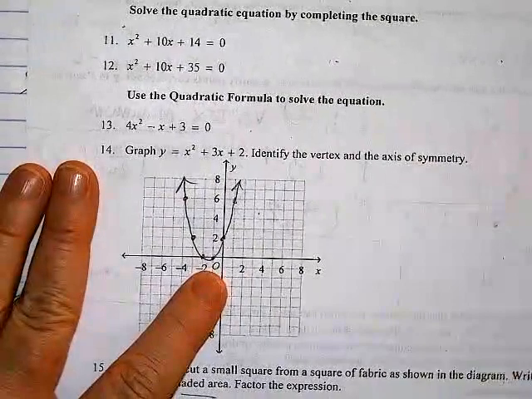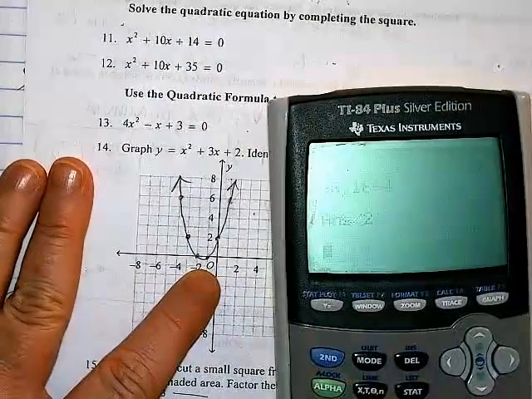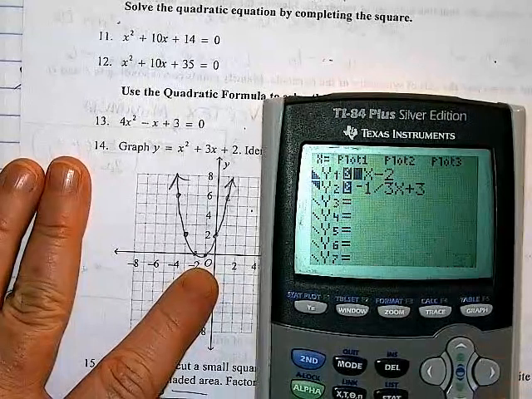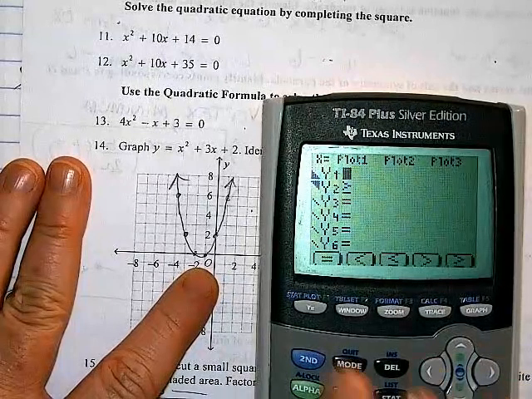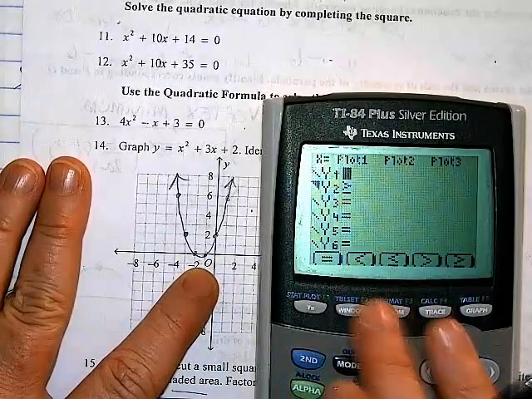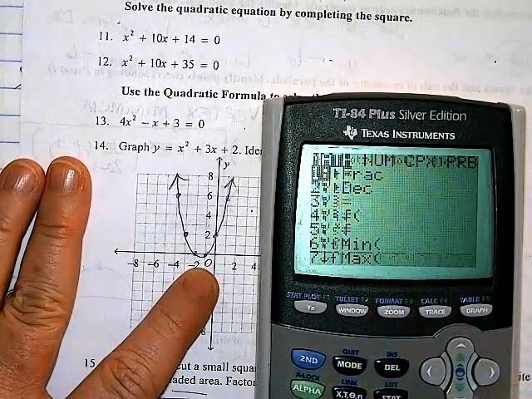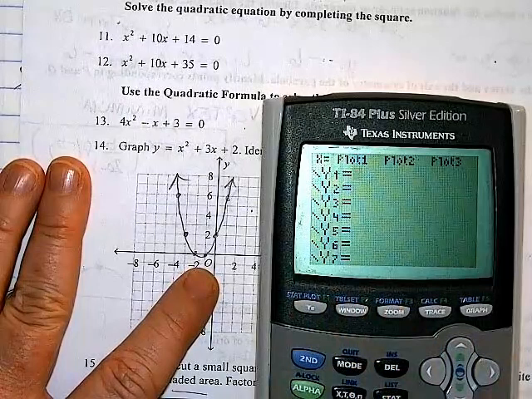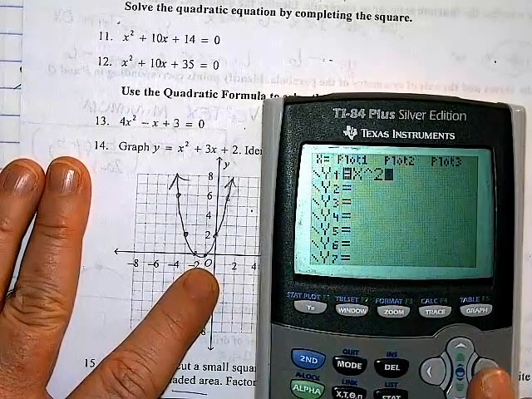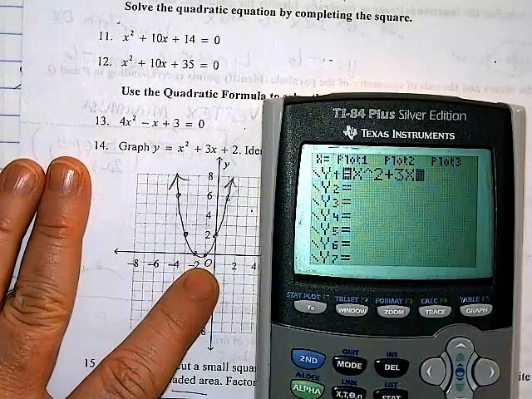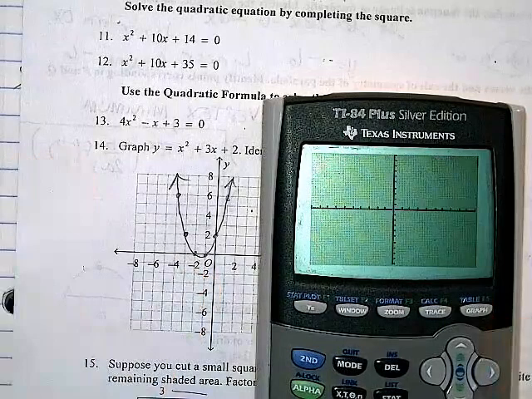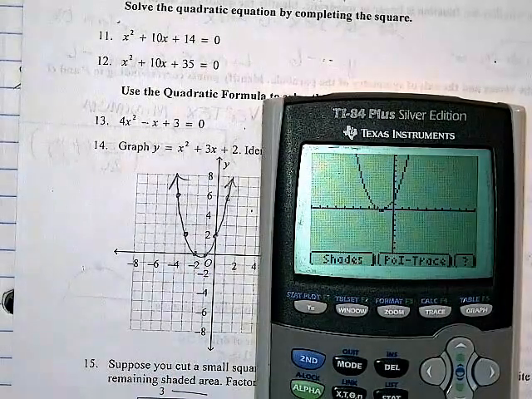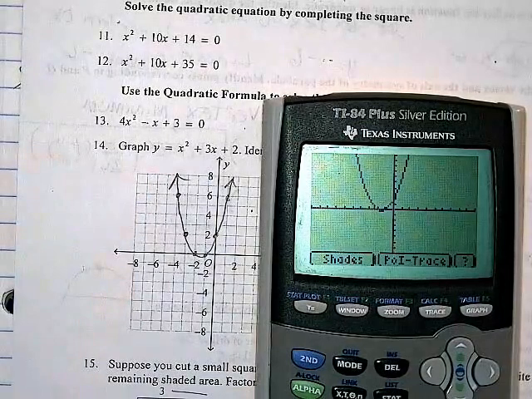Okay. If you're going to graph it, I'd go to my calculator and put in x squared plus 3x plus 2 and graph. So we get a picture. So if it's a graphing question and it says match, this might be all you need to do to figure out the right answer.